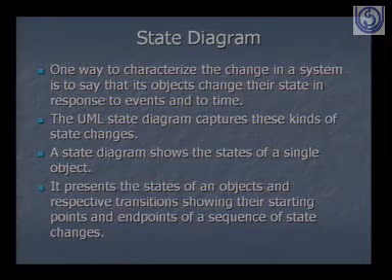So those two particular things we have to take care with respect to the time. This particular UML state diagram captures these kinds of state changes. Suppose you take the example of when I switch on, the light glows. When I switch off, the light goes off. So there are two states I can mention over here.